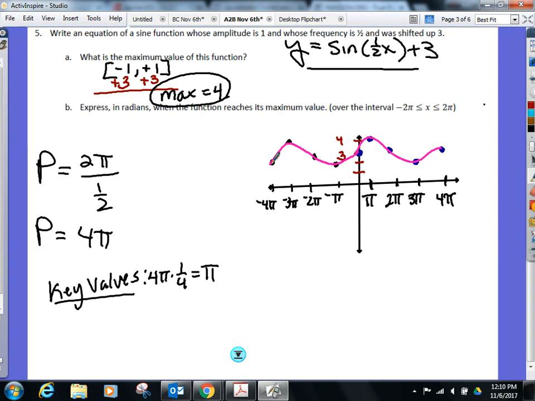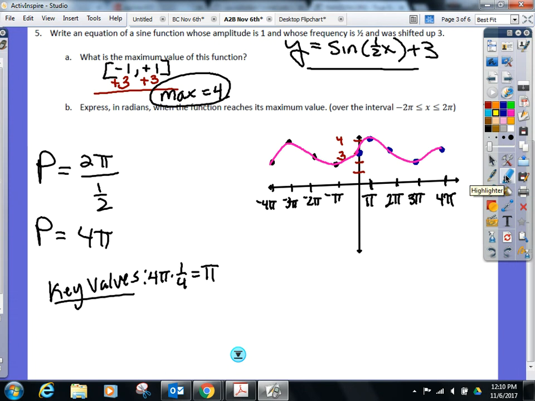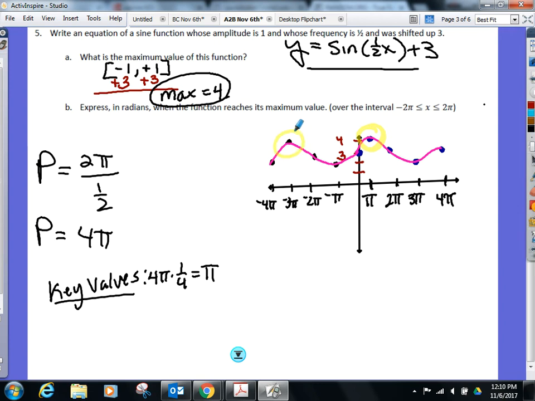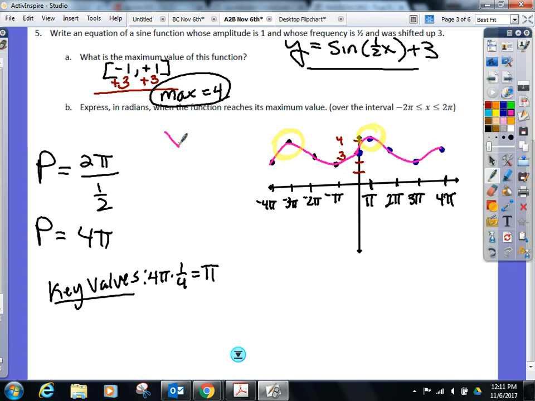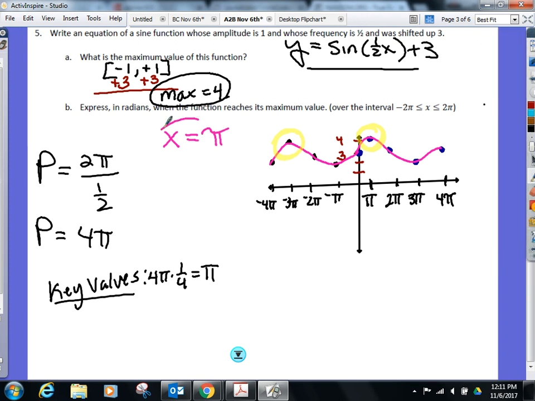Okay, let's answer the question. Where does it hit the maximum? Looks like here and here, right? But I'm only looking between what? Negative 2 pi. So everyone, hey, take a look right now. Negative 2 pi to 2 pi. Where does it hit its maximum of 4? At pi, yep. So x equals pi. It hits its maximum. Does it hit it at negative 3 pi? Yes, but that was outside the interval I was asking you for.